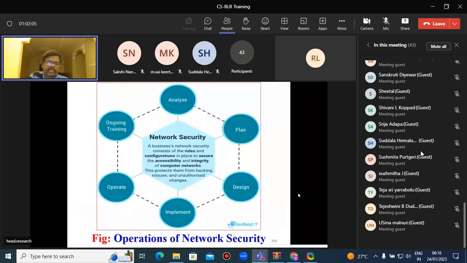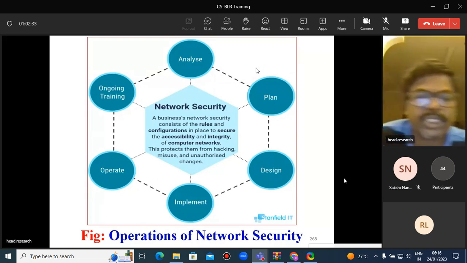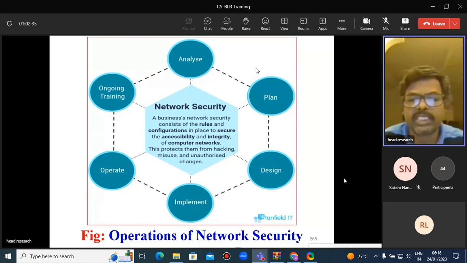Then network security: what are the operations of network security we are performing in daily life? Network security consists of the rules and configurations in place to secure the accessibility and integrity of computer networks. This protects them from hacking, misuse and unauthorized changes. That is called network security.